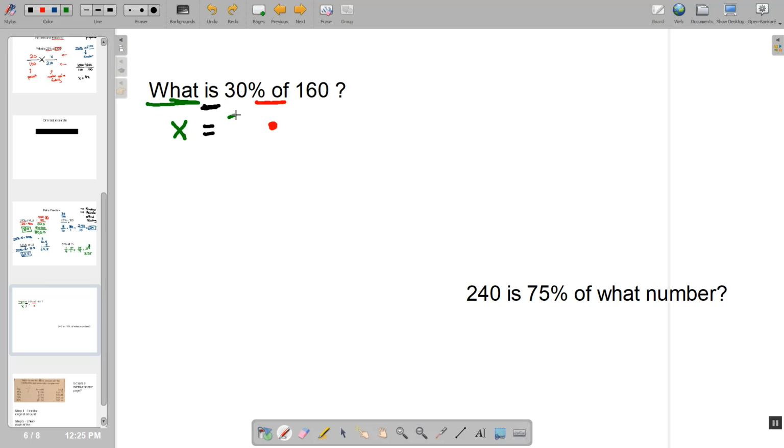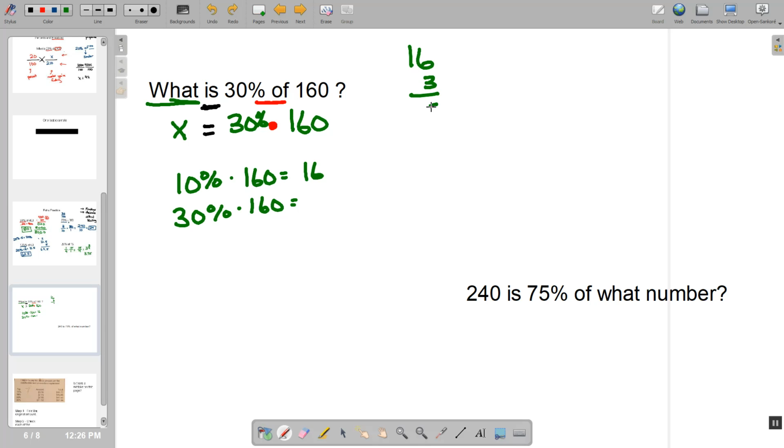So we have x equals 30% of 160, which means because x is alone, we need to do 30% of this number. So I'm going to do 10% of 160 is 16. So then 30% will have to be 3 times bigger. So 16 times 3 is 48. So our answer must be 48.